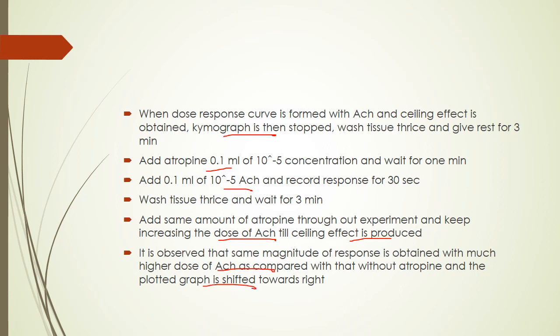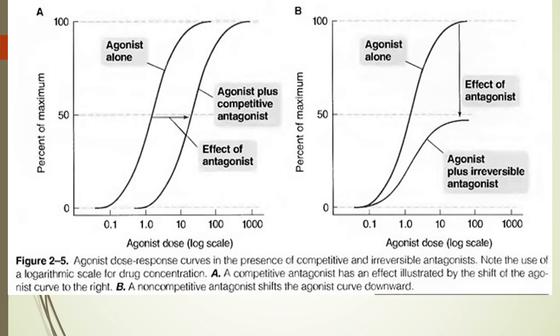The simple way to put it is that atropine is an antimuscarinic, so it blocks the effect of the acetylcholine, and we have to increase the dose of the acetylcholine to overcome it. So that is the graph I am talking about.